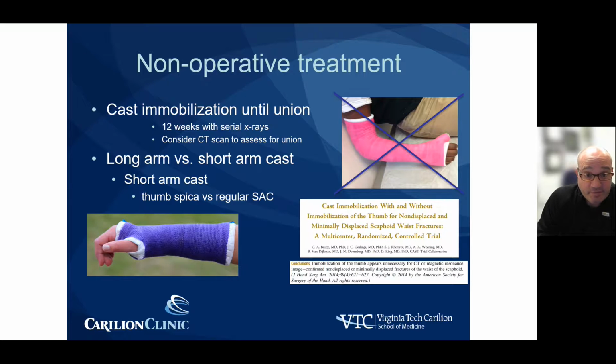One of the things that this landmark article was able to show very nicely: it was a randomized, multi-center study of CT or MRI scaphoid waist fractures with minimal displacement, and they were able to show that a short arm cast without inclusion of the thumb was actually adequate, and they were able to see the scaphoid fracture unite within 10 to 12 weeks. So this has been a change in our practice. If they're minimally displaced and we treat non-op, we just do a short arm cast, then subsequently proceed to a regular wrist splint.